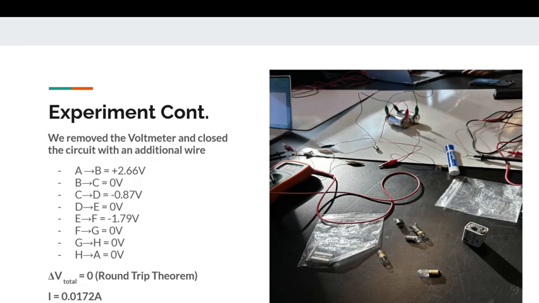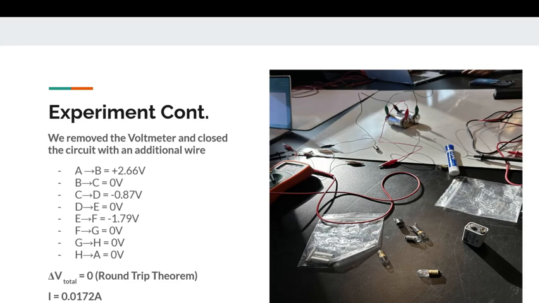In the third part of our experiment, we removed the voltmeter and closed the circuit with an additional wire. By doing this, we were able to calculate the potential differences at each point of our wire. From A to B, we found a potential difference of 2.66 volts. From C to D, we found negative 0.87 volts. And from E to F, we found negative 1.79 volts.